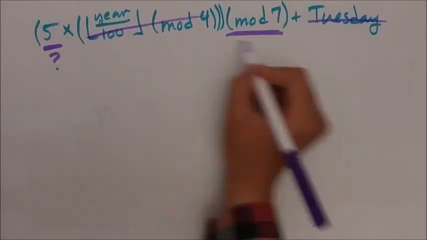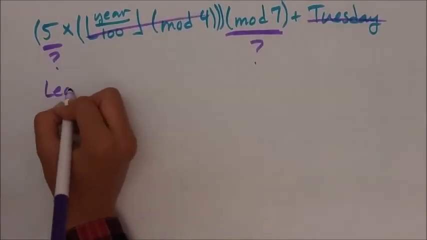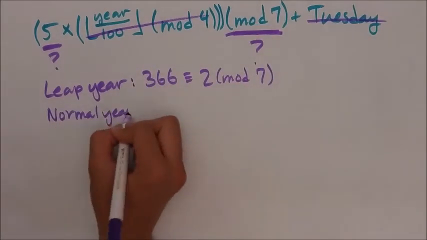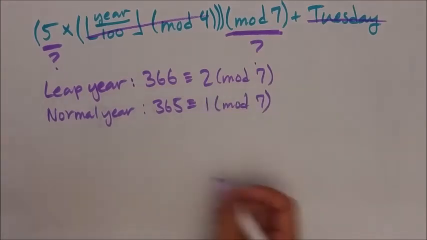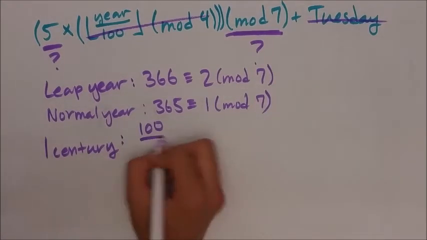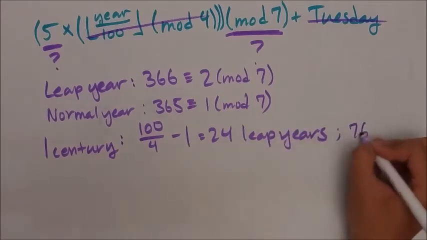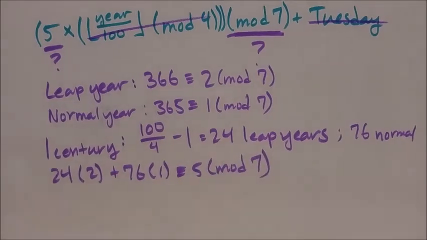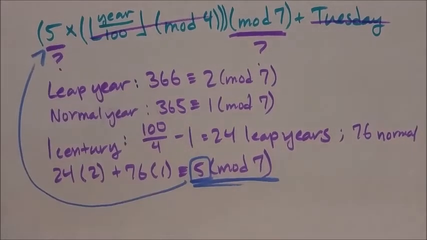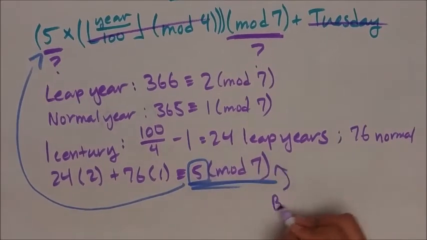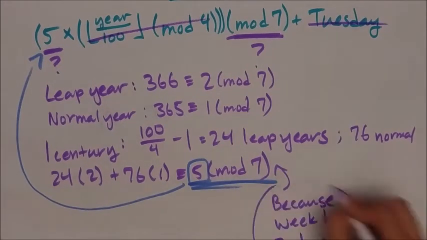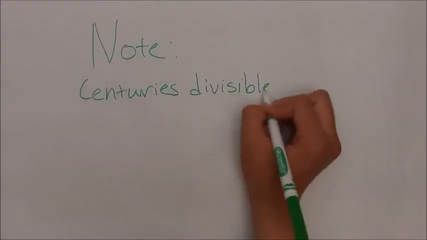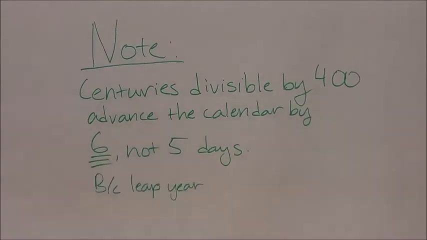So what's up with the 5 and the mod 7 then? This is based on the first two rules for leap years. Leap years, having 366, which is congruent to 2 modulo 7 days, advance the calendar by 2 days, and regular years advance it by 1. In a given century, there are 24 leap years and 76 regular years, so the total number of days advanced in a century is 24 times 2, plus 76 times 1, which is congruent to 5 modulo 7. Thus, for every century, excluding centuries divisible by 400, the days of the week are advanced 5 days. Centuries divisible by 400 advance the calendar by 6 days.